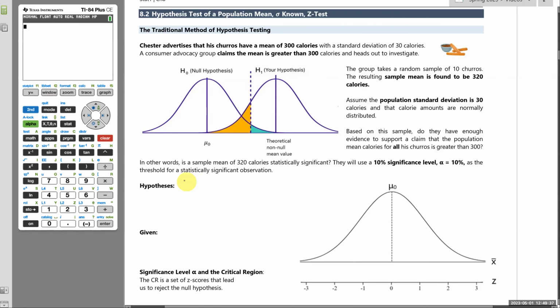So in this case, H naught, our null hypothesis, and H1, our alternative hypothesis, and we do colons after those. We start with writing our claim, which is our alternative, or it's also called our research hypothesis. And the advocacy group claims that the population mean is greater than the 300 calories that Chester advertises. The null hypothesis will be that same parameter, but always equal here, and the same value that appeared in our alternative hypothesis.